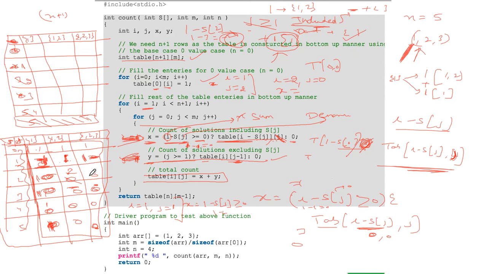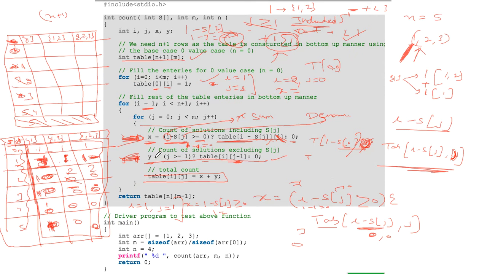Creating 2 with 1, 2, 3. Y will come to be 0, because it will be 2 minus 3, which is minus 1, which will be lesser than or equal to 1, so it will be 0. x will be 2, right? Okay, so this thing, creating 3 with 1 comma 2.